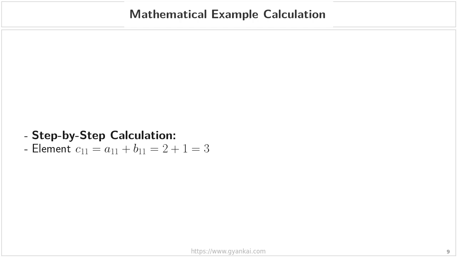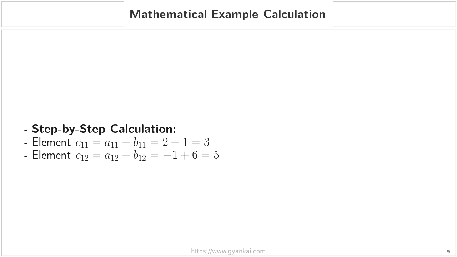We take the element from the same position in matrix A, which is 2, and add it to the corresponding element in matrix B, which is 1. This gives us a result of 3. Next, we move to the first row, second column, or C12. Here, we add -1 from matrix A to 6 from matrix B, which results in 5.